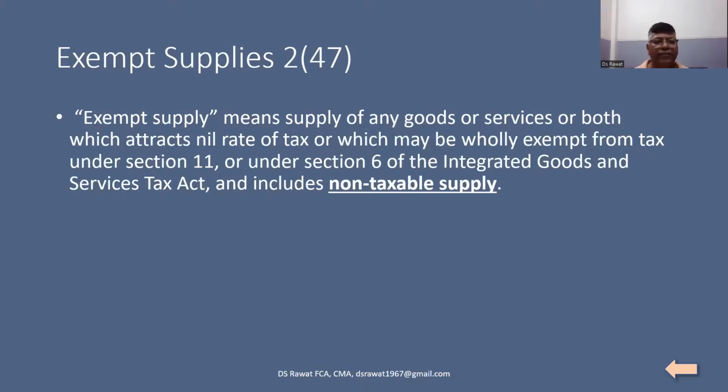The second point is exempt supply. Exempt supply means supply of any goods or services which attracts nil rate of tax or which may be wholly exempt from tax under Section 11 or under Section 6 of the Integrated Goods and Services Tax Act, and includes non-taxable supply. Now we have to decide what is non-taxable supply, because we know what is exempt supply, which has been exempted by the government.